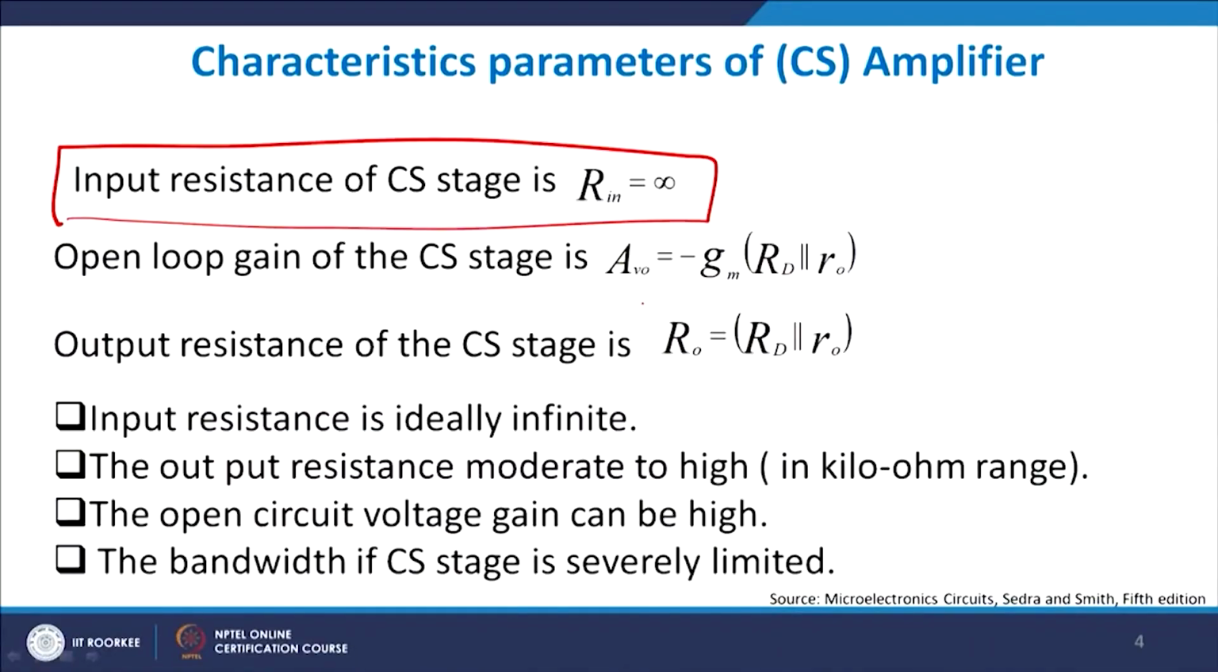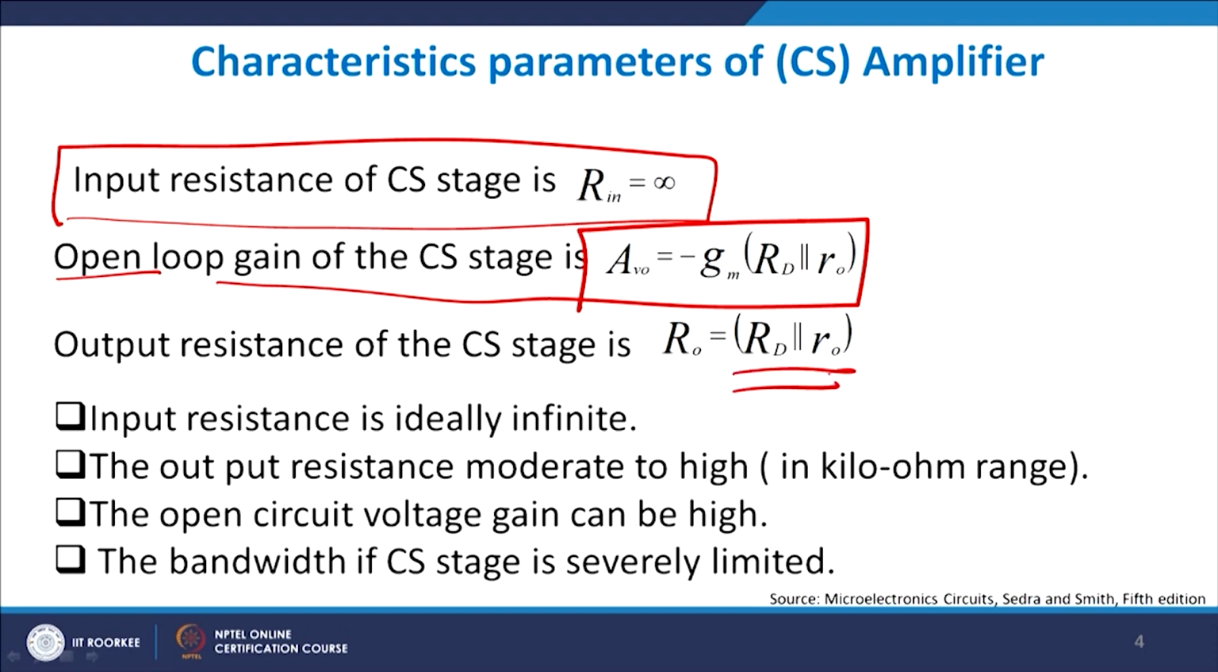Now, how do you define the open loop gain? What I am trying to tell you is that for the gain, forget about open loop, let us just discuss the gain here. The gain of a CS stage is given as minus GM times RD parallel to RO, and output impedance is given as RD parallel to RO, right.